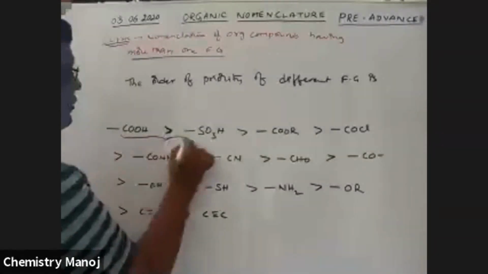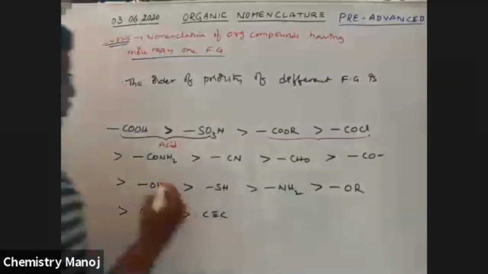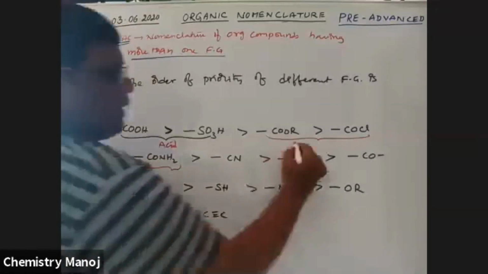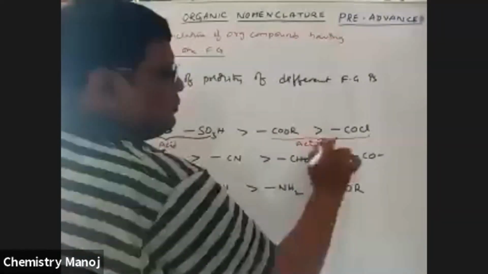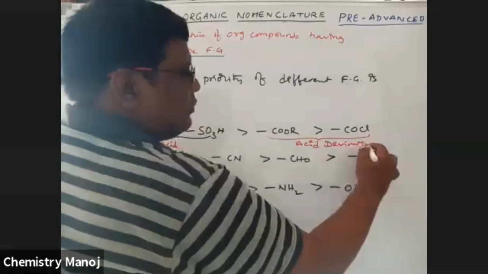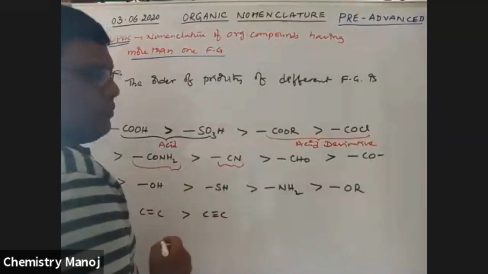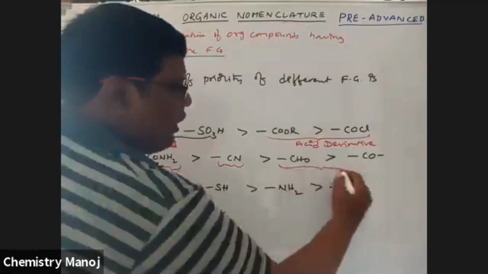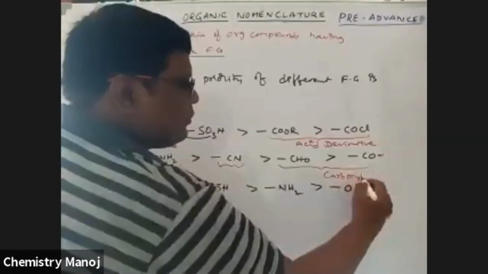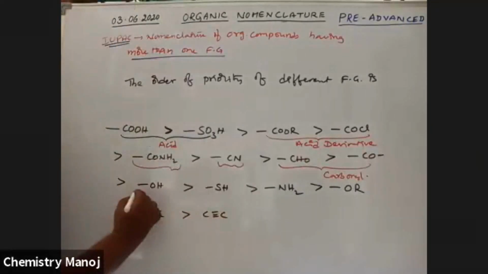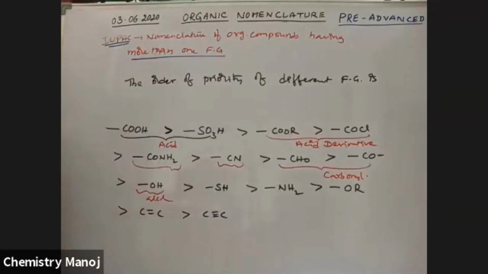Okay, so no trick, my dear boys. Actually, these are acids. See here. So it is easy to identify. These are nothing but acids, carboxylic acid and sulfonic acid. These are acid derivatives. This is a cyanide, and next these two are carbonyl compounds. This is alcohol. That's enough. The remaining is as usual.